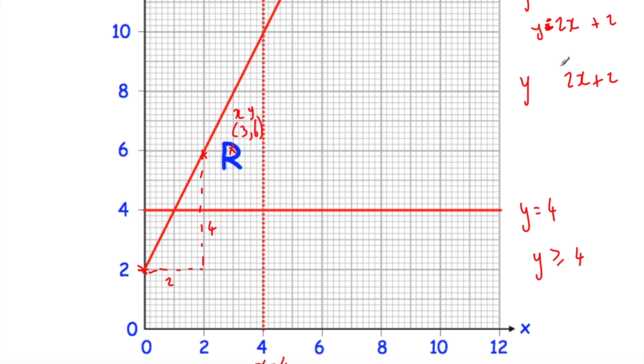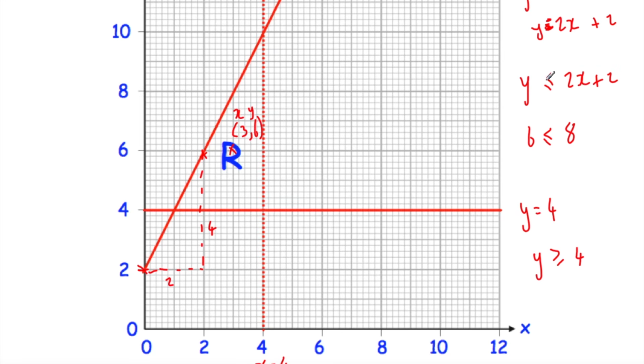So if we put those in, we're going to get the y, that's 6. And then we've got 2x plus 2, well 2 times 3 is 6, plus 2 is 8. So we want to make sure that we put the inequality sign the right way around. Here we've got 6 is less than 8, so it's going to be less than or equal to. So we've got y is less than or equal to 2x plus 2. And that's it, and that works.